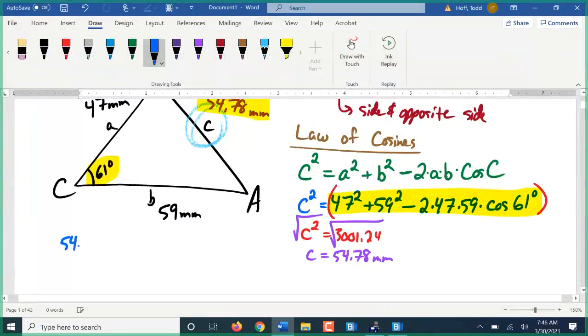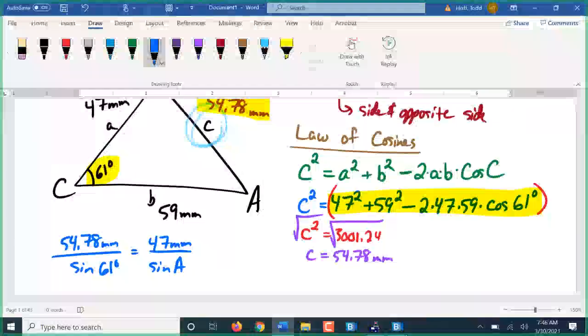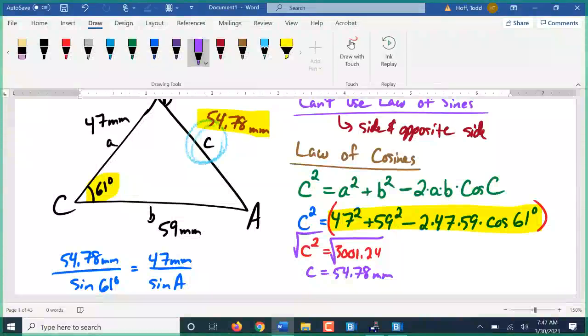So we have 54.78 millimeters over the sine of 61 degrees. This will equal the 47 millimeters over the sine of angle A. Now you might ask, well, could I have chosen the 59 millimeters? The answer is, yeah, I could have, but I don't want to. And there's a very good reason why I don't want to.